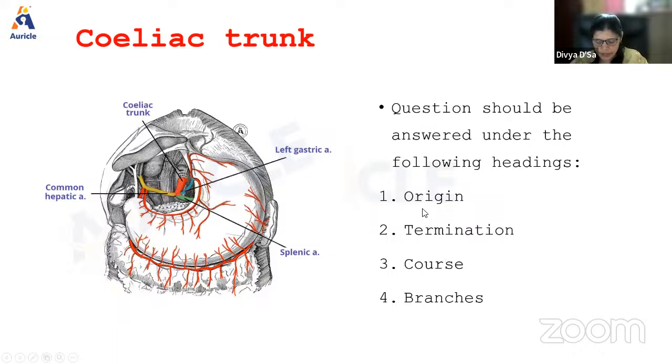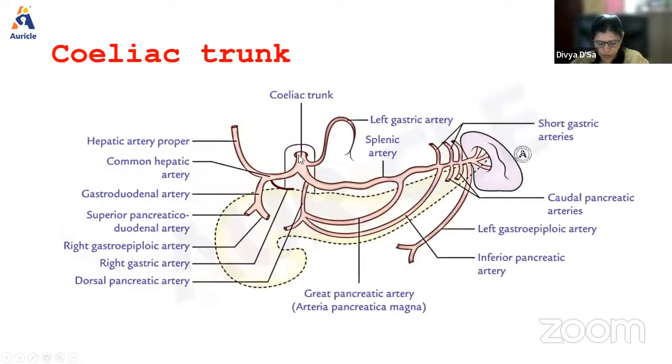When we mention the celiac trunk, why we call it a trunk is because its course is very short. Immediately it divides into branches. So it is a very short and wide vessel, just about 1.25 centimeters long, and arises from the front of the aorta immediately below the aortic opening of the diaphragm, that is at the level of T12 vertebra. As soon as it arises, it divides into 3 branches: the left gastric artery, the common hepatic artery, and the splenic artery. These are the 3 branches of the celiac trunk.